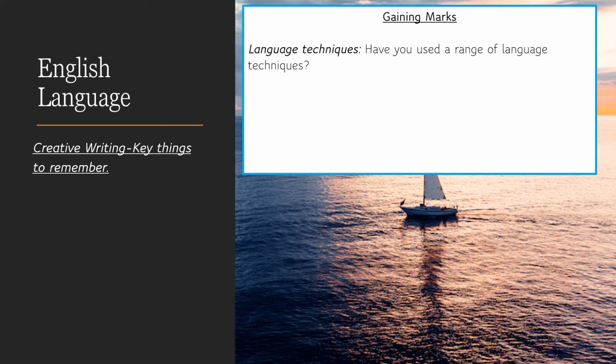If we think back to the example that we looked at and the feedback that was given by the teacher, they said they have used some language techniques. In order to get up there in terms of levels like 6 or a 7, you need to use a range of language techniques, which means at least 6 to 8 language techniques in your response.